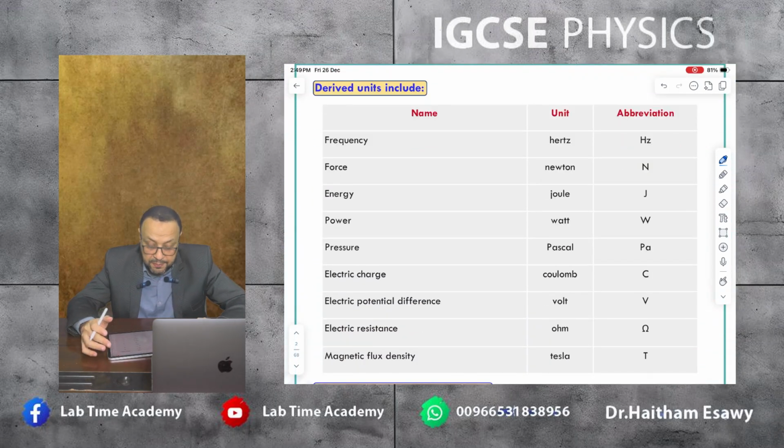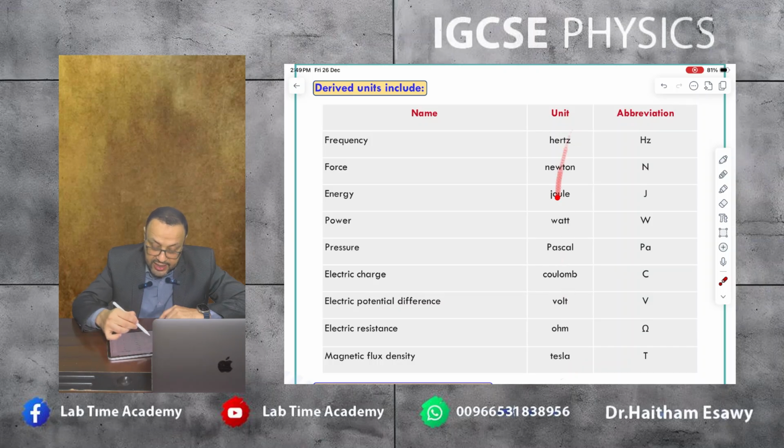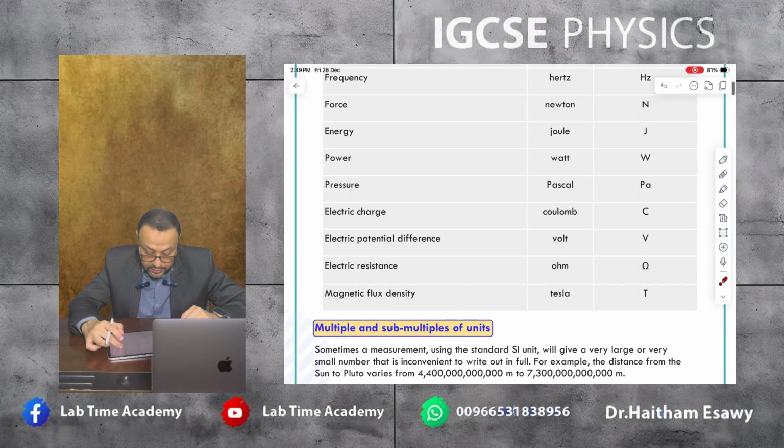Actually, we have many examples for the derived units, like what? Like here we have hertz, as I said, hertz. Okay, and also we have Newton and Joule, watt, Pascal, Coulomb, volt, ohm, and Tesla. So these are the units, and these are the quantities of these units. Okay.